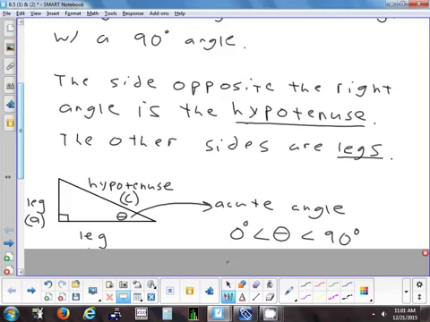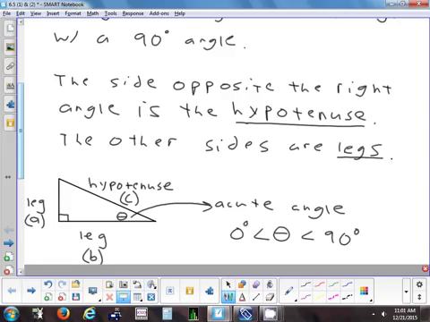Okay, so I have a diagram. There's a right triangle, marked by that symbol in the lower left, that little square there. Generally, we use letters A, B, and C for the sides, where A and B are the two legs, and C is the hypotenuse. Theta, I just marked right here. That would be an acute angle. We already said earlier why it has to be acute. It can't equal 90. It's got to be smaller than 90, otherwise the angles wouldn't add up to 180.